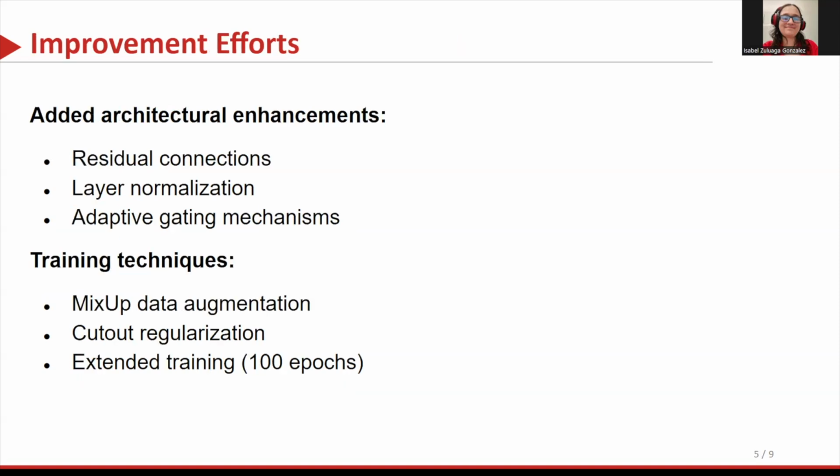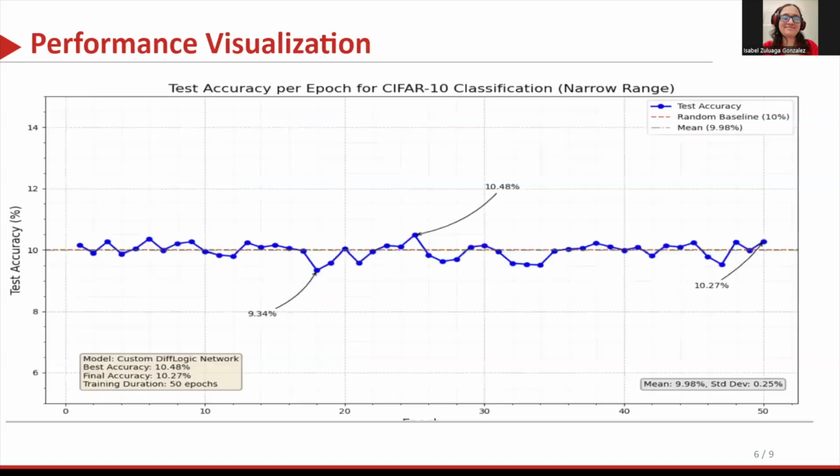For my improvement efforts to address these limitations, I implemented several improvements to both the architecture and training process. Architecturally speaking, I added residual connections to improve gradient flow, layer normalization to stabilize training, and adaptive mechanisms to better balance the logical operations. On the training side, I incorporated advanced data augmentation techniques, including mixup, which blends pairs of images and their labels, and cutout, which randomly masks regions of input images. I also extended the training to 100 epochs to give the model more time to learn more complex patterns.